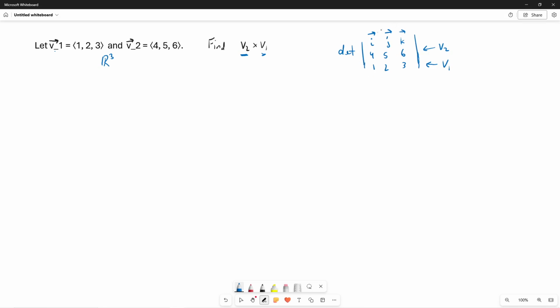Now usually a matrix just has numbers in it, so this is a makeshift determinant simply for the purpose of computing a cross product. This cross product is going to give us a vector that is perpendicular to both v1 and v2, as long as v1 and v2 are not parallel. So if we have two non-parallel vectors, the cross product will give us a vector perpendicular to both of them.